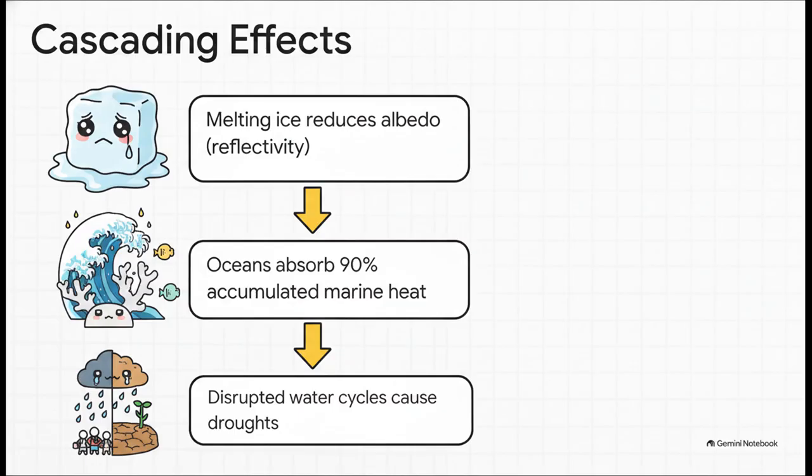And as they absorb more carbon dioxide, they undergo ocean acidification, which is devastating to marine life like coral reefs. All of this disrupts our water cycles, causing prolonged droughts in some areas, intense flooding in others, and ultimately leading to really severe social issues, things like food insecurity, climate refugees, and intense conflicts over scarce resources like water.